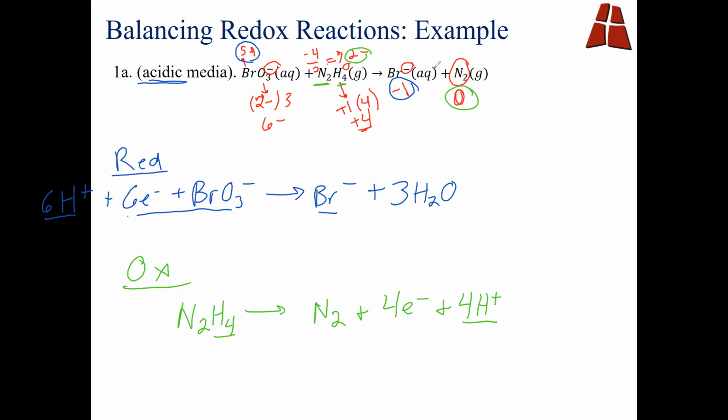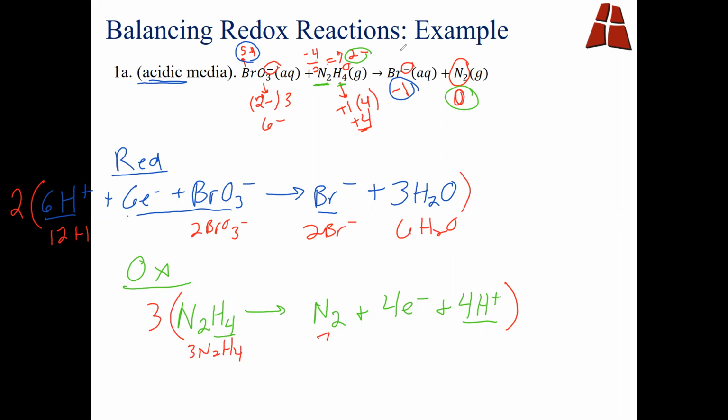Okay, so last thing is we need to balance our number of electrons. So our top reaction has 6 electrons. Our bottom reaction has 4. And so if we multiply this top reaction by 2, this bottom reaction by 3, we would get 12 electrons on each side, which would then balance, of course. And so if we do this, this would then be 12H+, 2BrO3-, 2Br- and 6H2O.